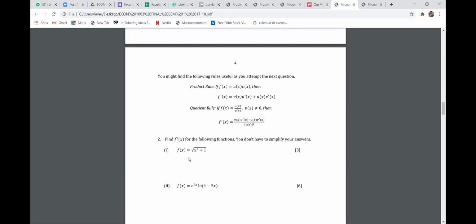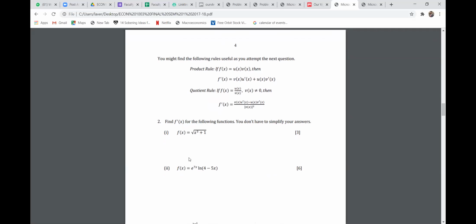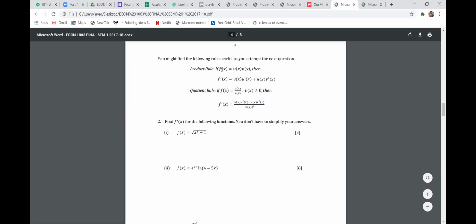So I'm just going to go right to the differentiation part. As we previously stated, our product rule, our quotient rule, I'll write it back in the question again, just for refreshment. Question number 2 asks us to find the f prime, the differentiation of f of x for the following functions, and it says that we don't have to simplify our answers. The first one asks for f of x equal to the square root of x cubed plus 1. We need to find the differential of that, so we can pull up the whiteboard.